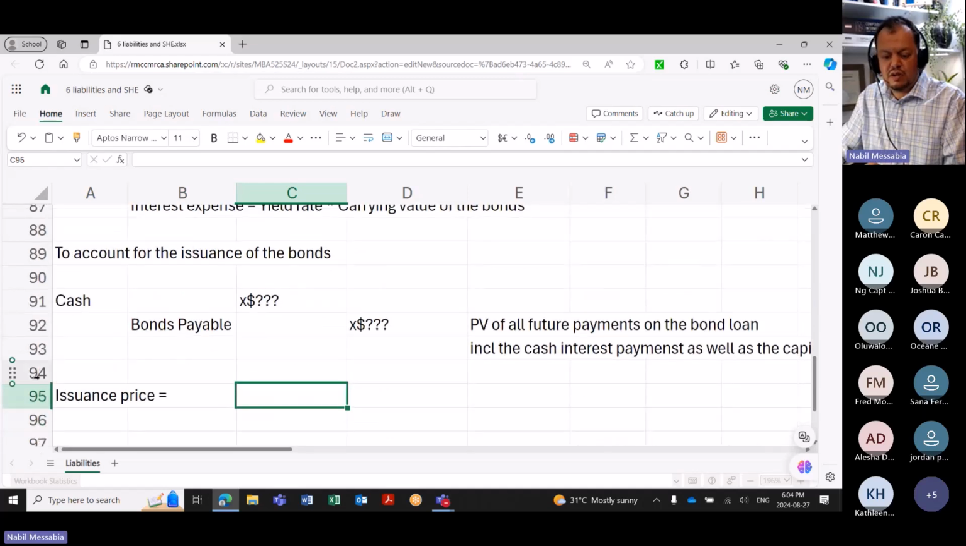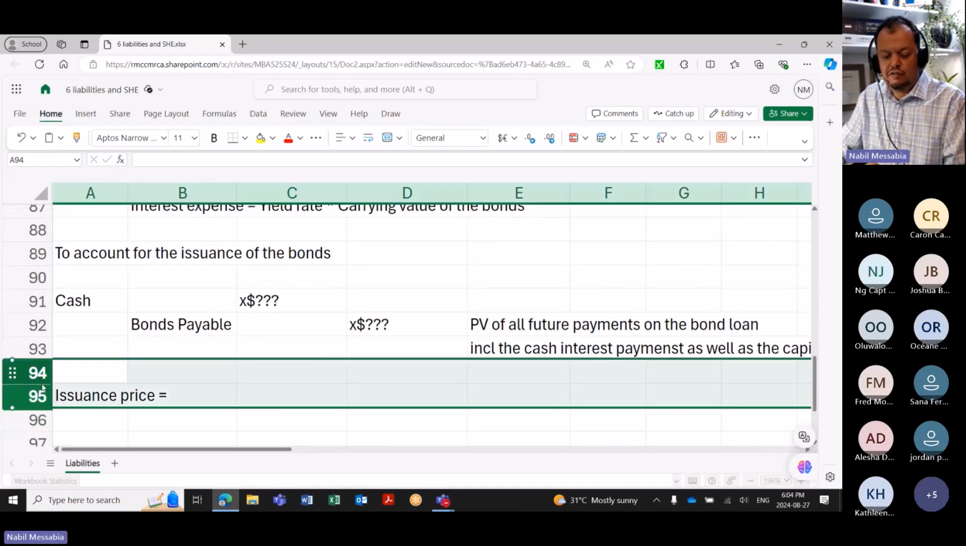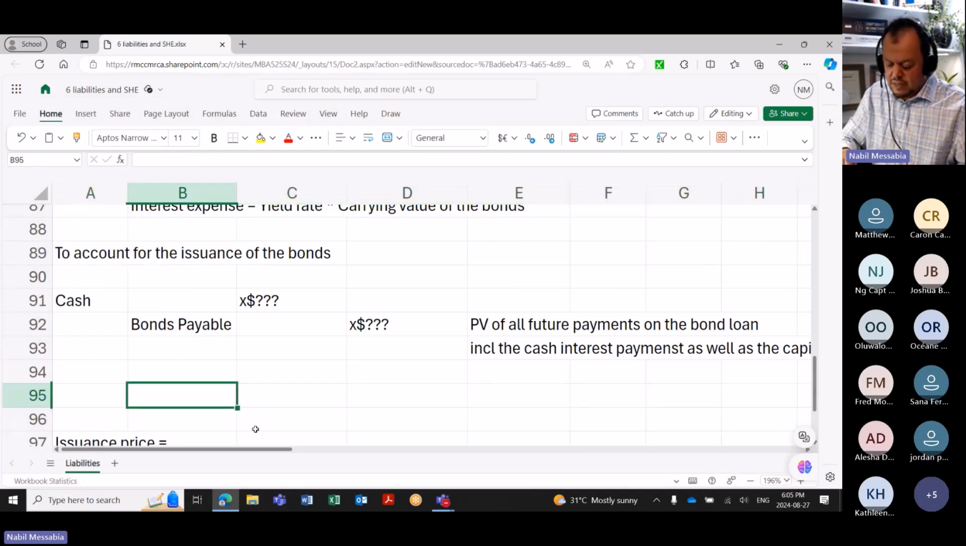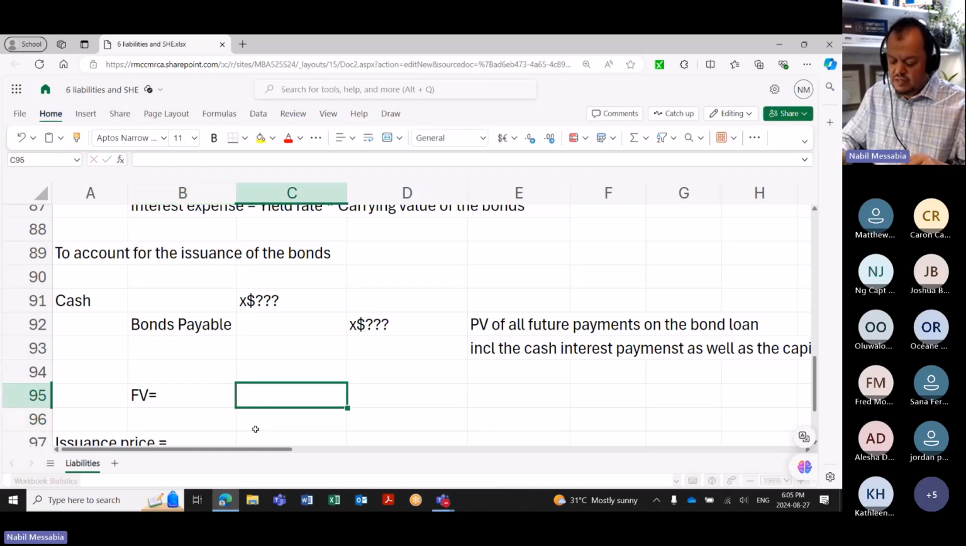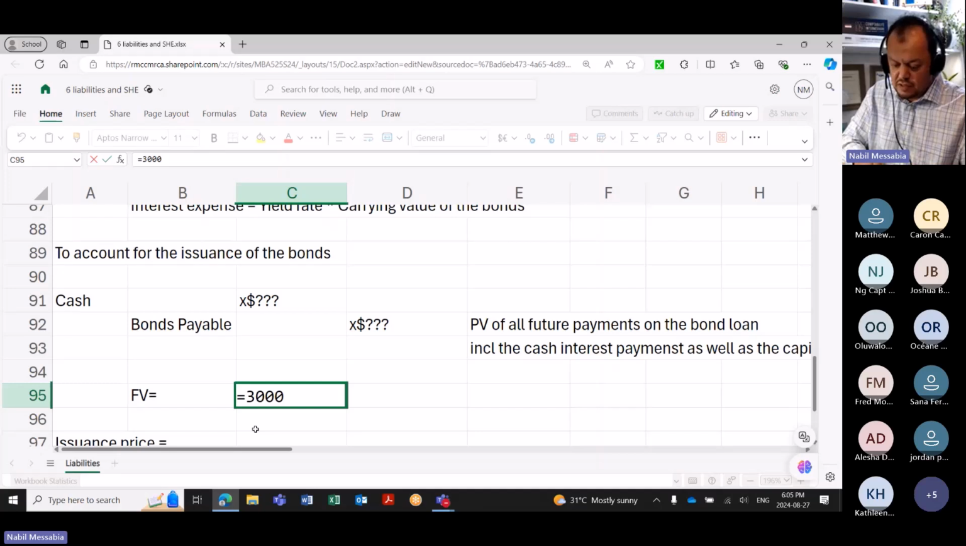Let me first prepare all the data before we make the formula. So here, future value is equal to, we said, 3,000 bonds times $1,000 each.